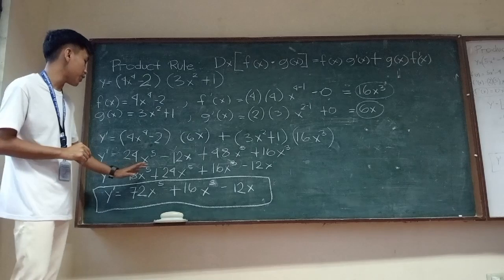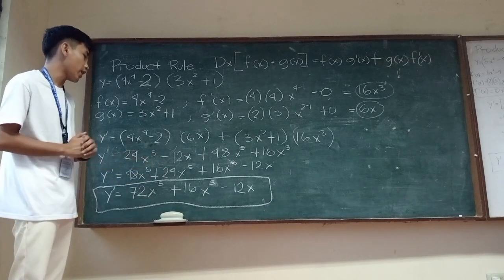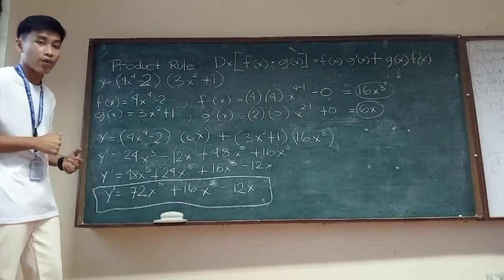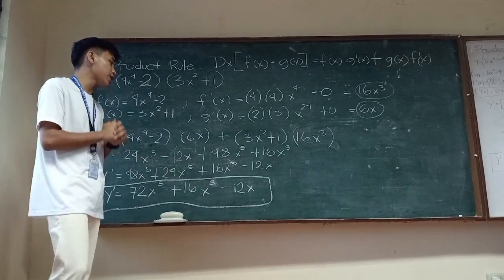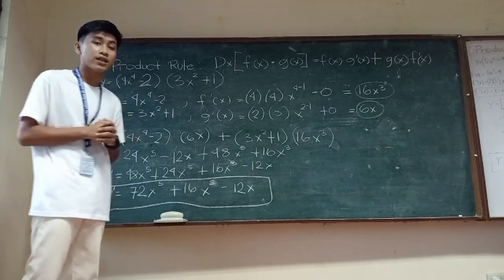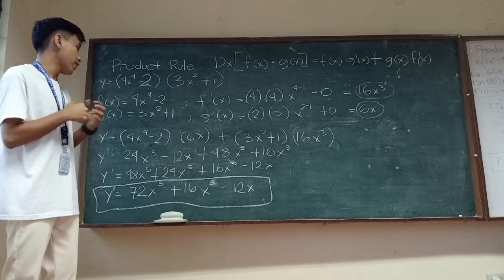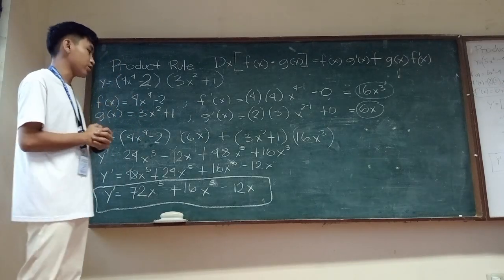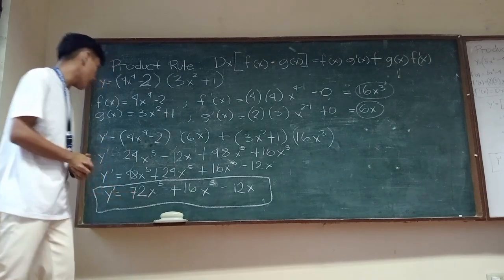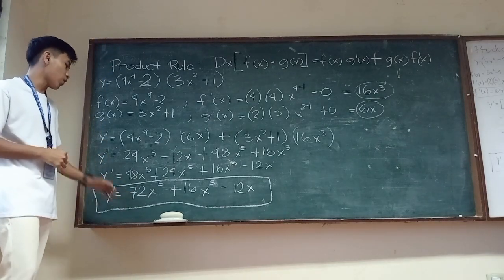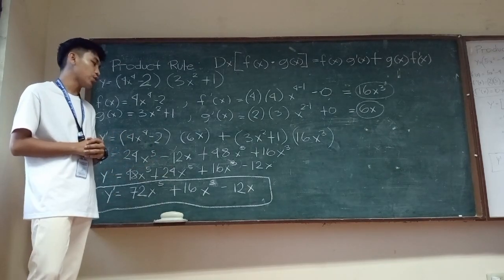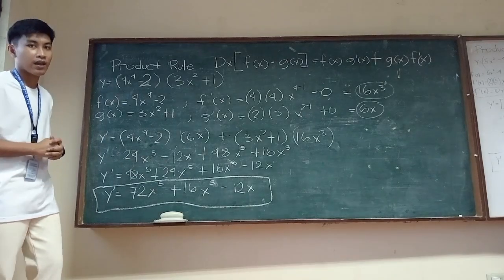So, 48x raised to the power of 5 plus 24x raised to the power of 5 is equal to 72x raised to the power of 5. Then, since 16x cubed and negative 12x don't have the same variable power, they will remain. So our final answer would be y prime is equal to 72x raised to the power of 5 plus 16x cubed minus 12x. And that would be all.